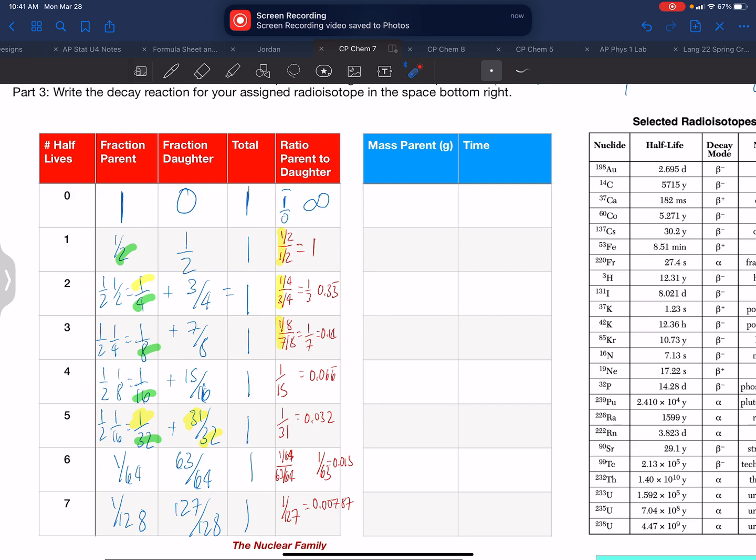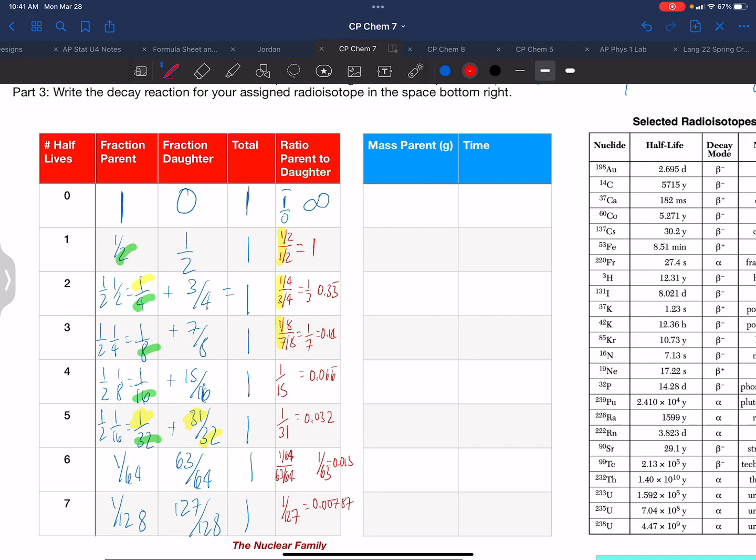In the blue table, this is where we figure out what's happening with the amount in terms of mass. In the previous table, we looked at what is going on with the fraction of the parent and daughter, and now we want to know how much of the parent there is remaining. So we would start with some given mass, and this is usually given in the problem.